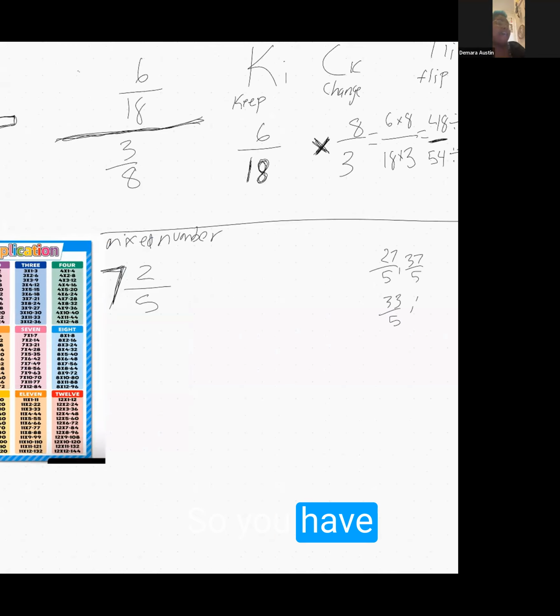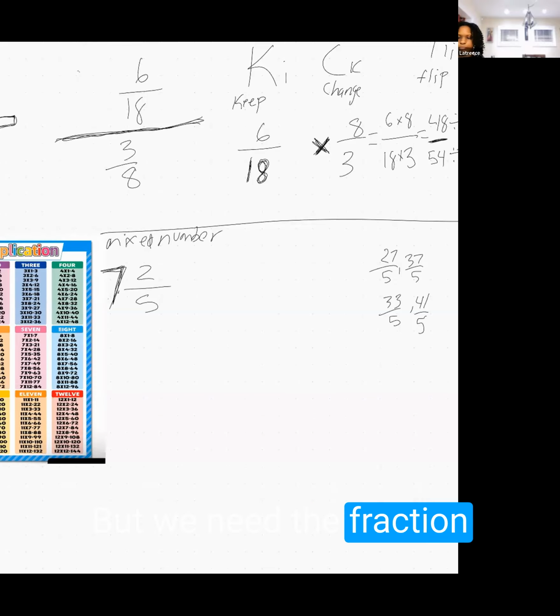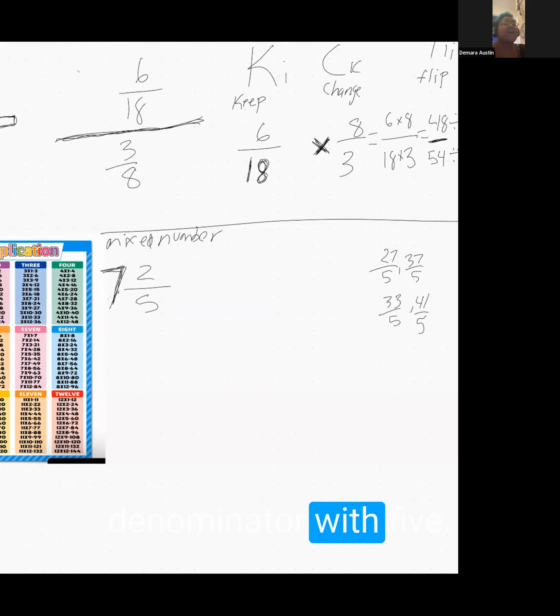So you have seen this before, where we turned a mixed number into an improper fraction. I don't know if you remember it, so let's review it. First, we need to turn 7 into a fraction. But we need the fraction to have a common denominator with 5.